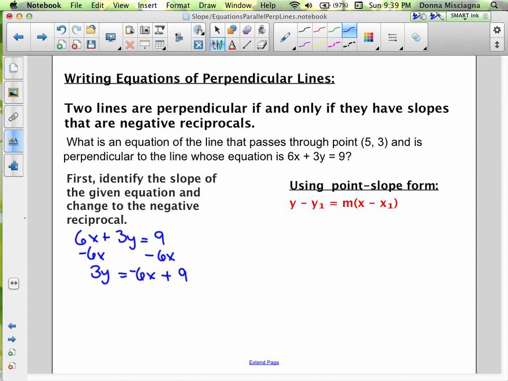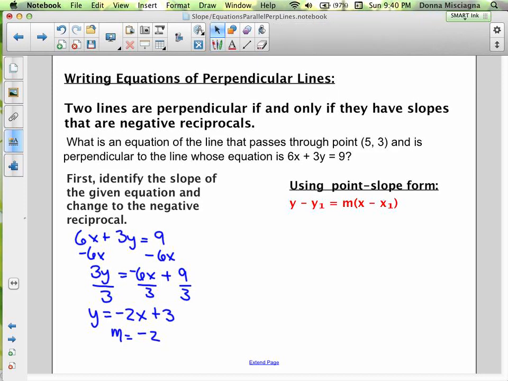Now we're putting it into slope-intercept form, and then we're just going to divide both sides by 3 to isolate y. We have to divide everything by 3. The 3's will cancel here, so we have y is equal to negative 6 divided by 3, that reduces to a negative 2, and then 9 divided by 3, that's 3. So the slope of the line that we're given is negative 2.